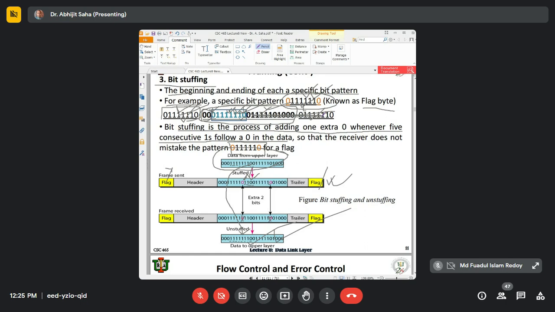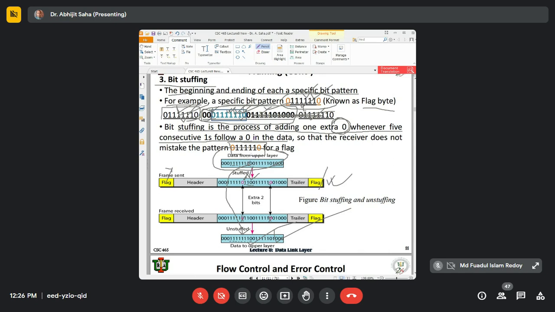Yes, sir. That is why the rule has been given: I have the pattern 0 1 1 1 1 1 1 0. So if I get five consecutive ones in the data, immediately I am going to place a 0. That one extra 0 is added whenever you get five consecutive ones following a zero. Then you must add bit stuffing.